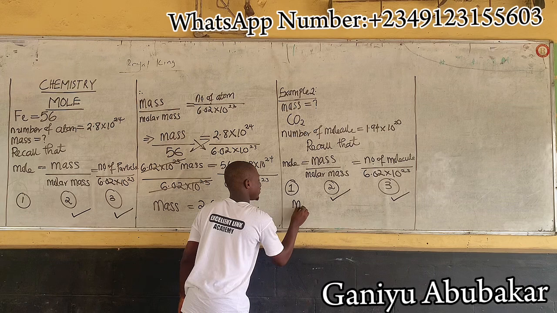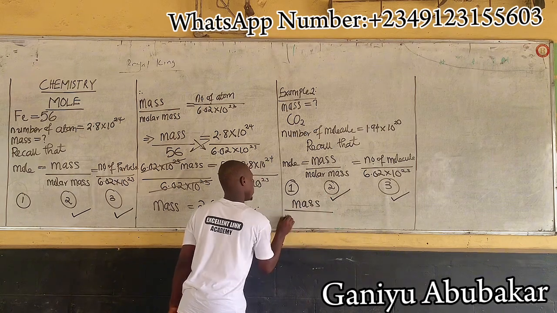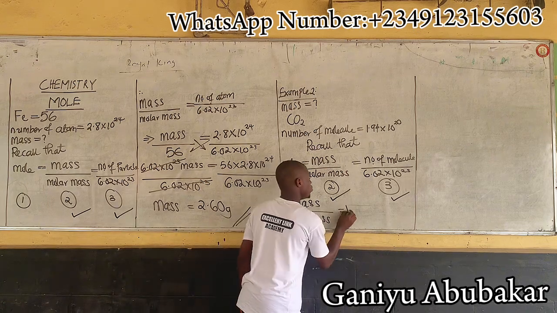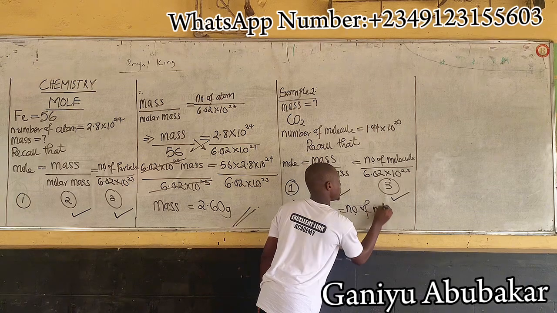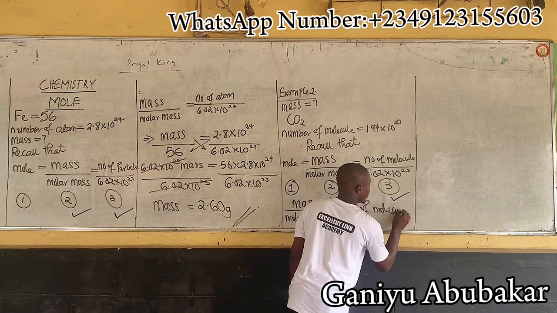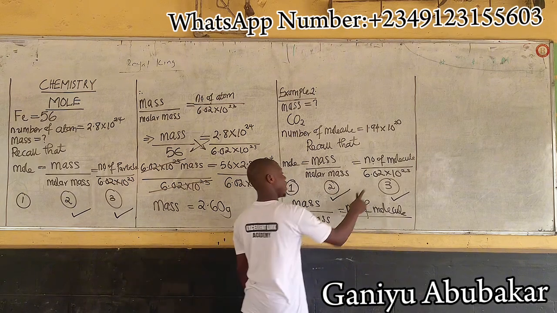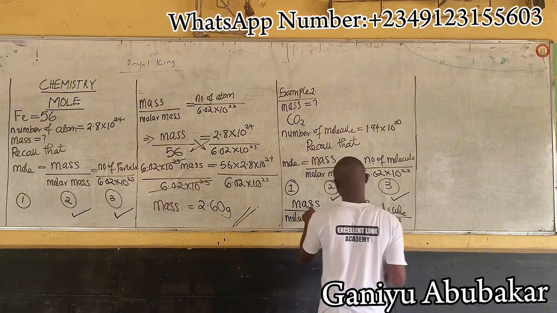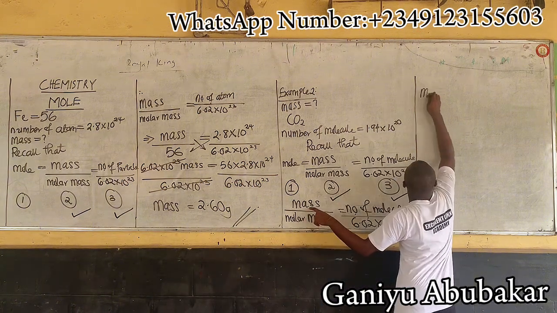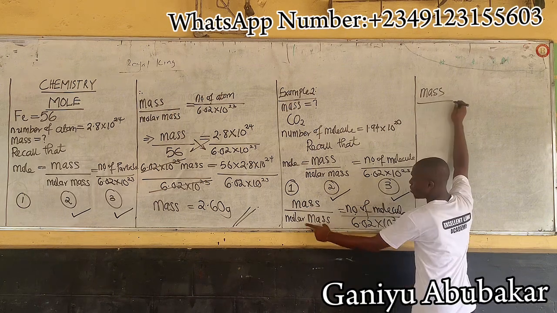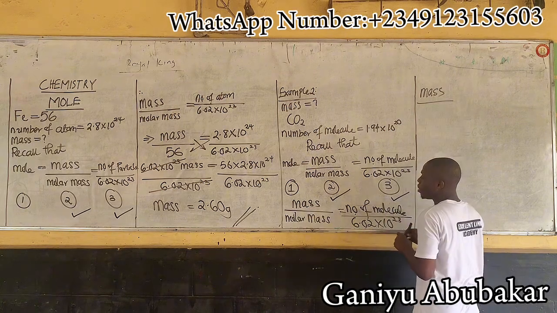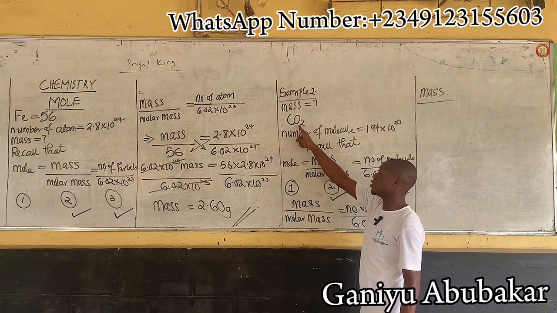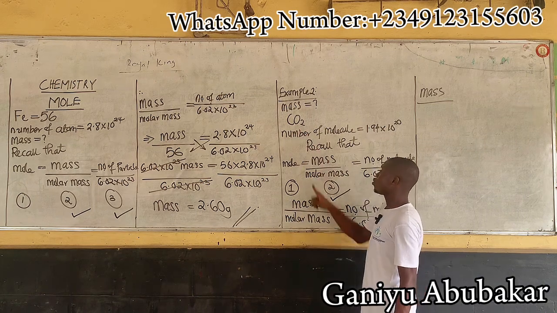In that case, I'll have mass all over molar mass, which is equal to number of molecules all over Avogadro's constant, 6.02 times 10 to the power 23. Mass is what we're looking for. By the way, the compound here is not an element; it is a combination of carbon and 2 oxygen. So I'll try to find the molar mass of this compound.